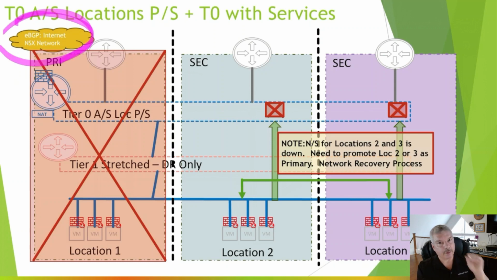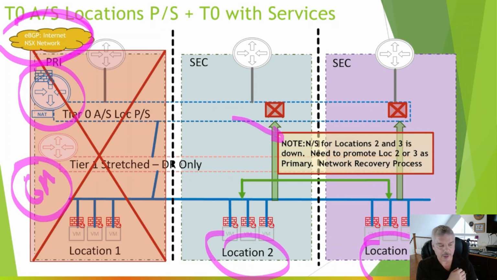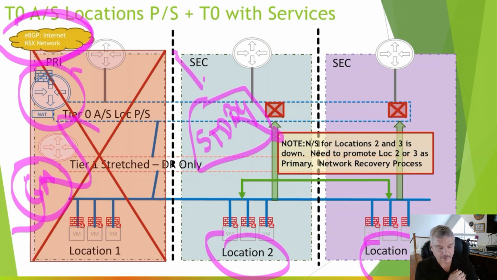We told the internet to come in through location 1 for the blue network. Because this gateway is the only one that's advertising the blue network, north-south for locations 2 and 3 is down. We now need to manually go in and promote either location 2 or location 3 as primary. Now, there's a couple ways you could do that. There's a thing called the network recovery process. So if the global manager active cluster was running at location 1, and you had the standby on location 2, let's say location 1's totally gone, you'd have to promote the standby.